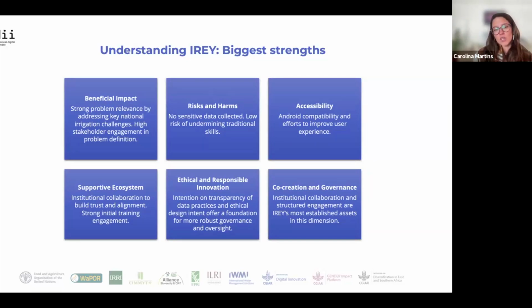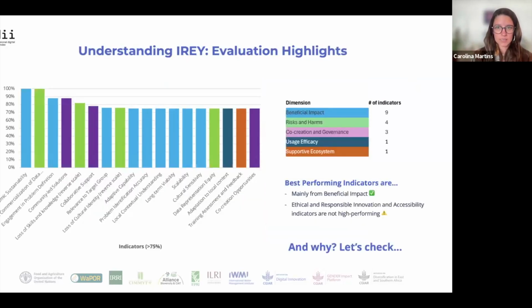So in terms of the tool, the institutional collaboration is really, really strong, and it is important. In terms of ethical and responsible innovation, there's the intention of transparency on data practices. And also in terms of co-creation and governance, the institutional collaboration is also very important. But now let's start looking not only at the forest, but more into detail.